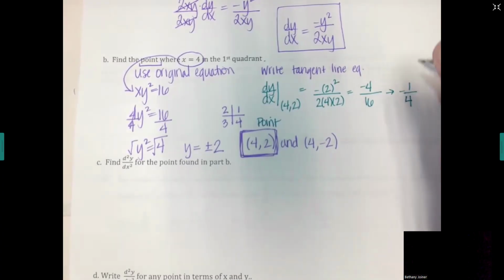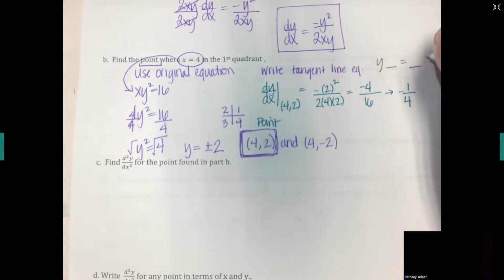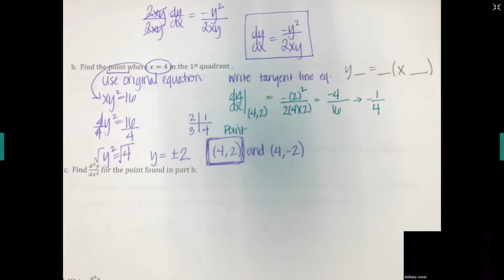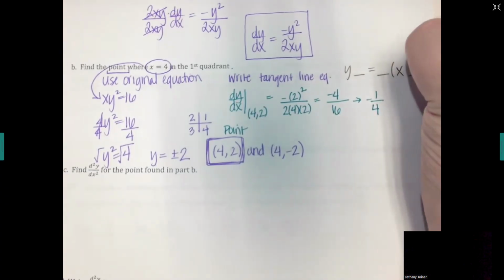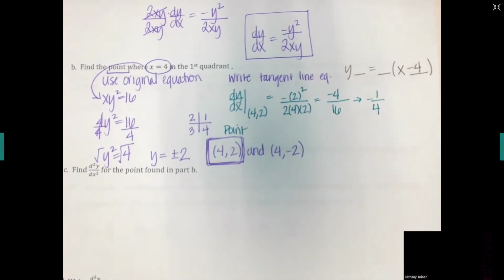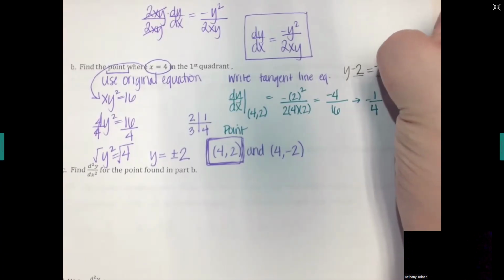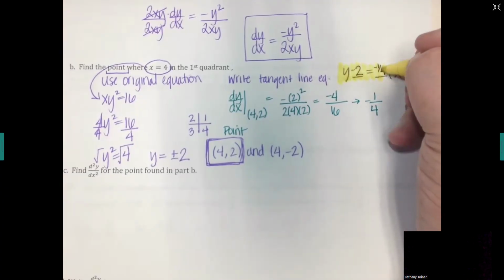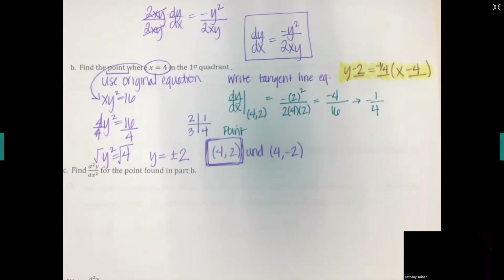So it's y blank equals blank x blank. And then remember that your x and your y are going to go in as opposites. Your dy/dx goes in same sign. So my x is a 4, I'll put a minus 4. My y is a 2, I'll put a minus 2. And then this is negative a 4. Okay? All right, so you should be able to take a derivative, complete a point, find a slope, write an equation of a tangent line. Okay, let's go down to part C.